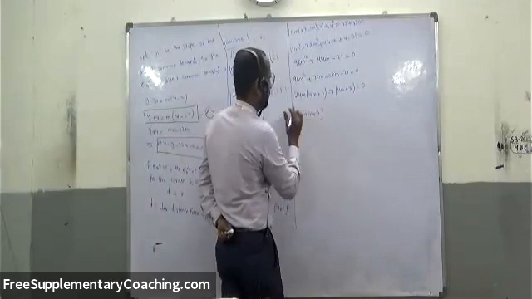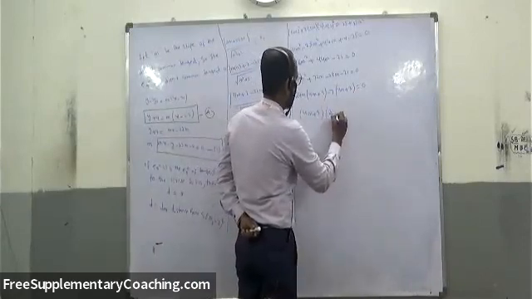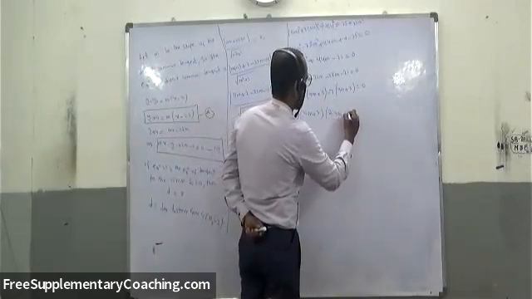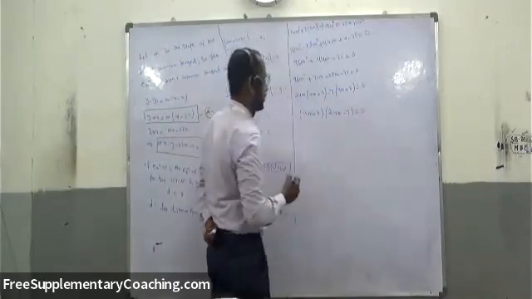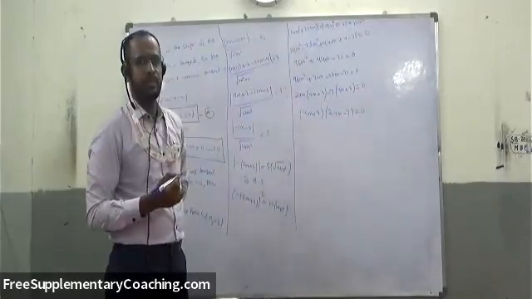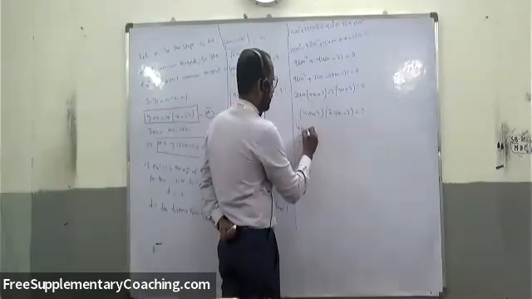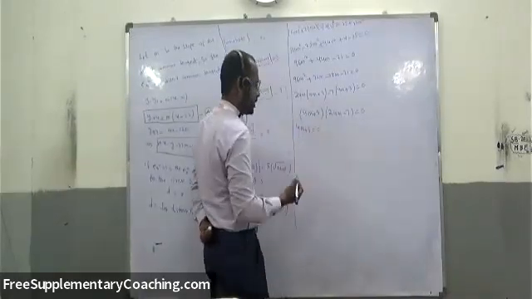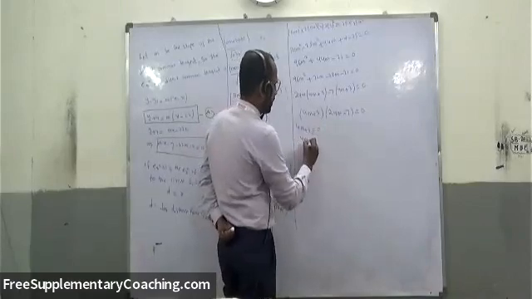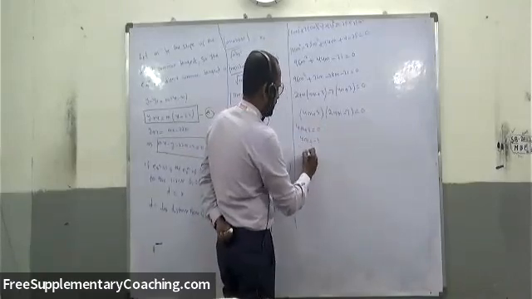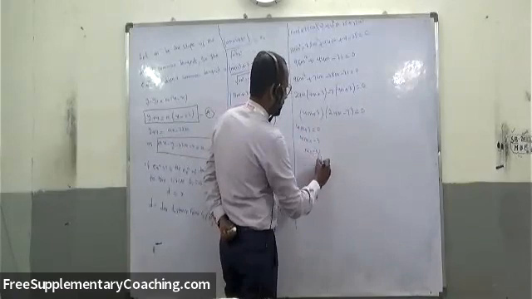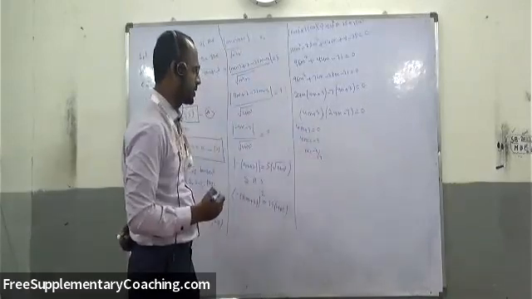So the remaining term is 24m minus 7 is equal to 0. Now equate this with 0 separately. So 4m plus 3 is equal to 0, 4m is equal to minus 3, m is equal to minus 3 by 4. One value we have got.